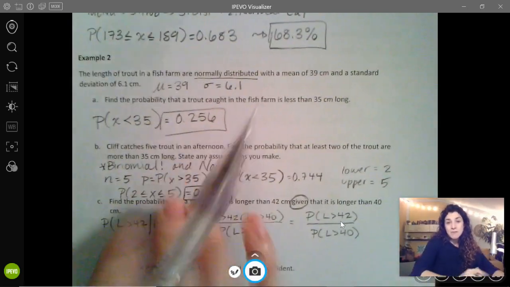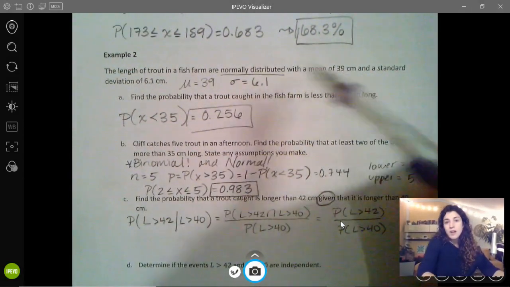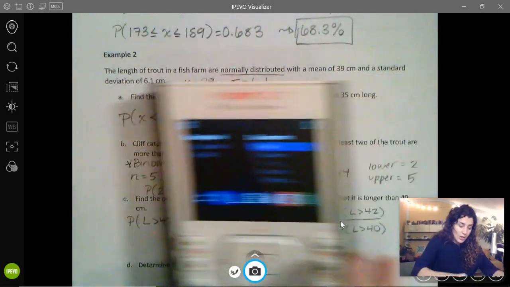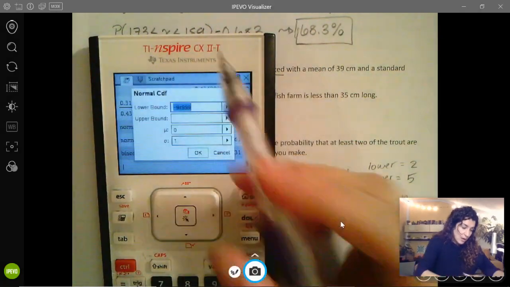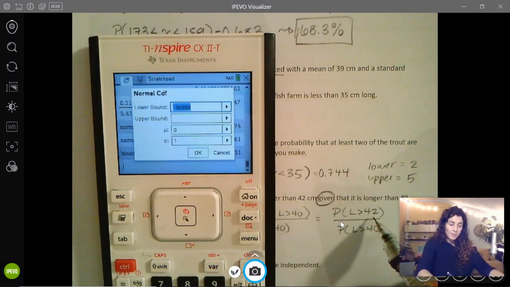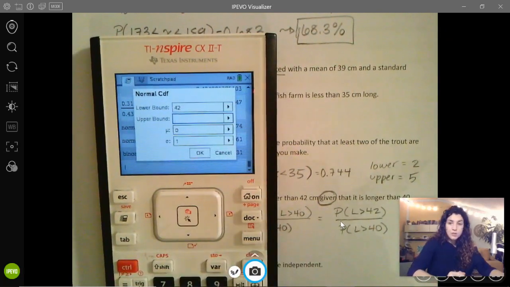When we have an infinite number of trials, which your normal distribution typically does, it says you've got a mean and a standard deviation, but it doesn't tell you the number of trials. So when you go into your normal distribution, and it says lower bound and upper bound, there's not a limit of like 10 that you can go to. For greater than 42, our lower bound would be 42. We don't have a limit like the greatest number of centimeters that a trout can be would be 100. We don't have that.